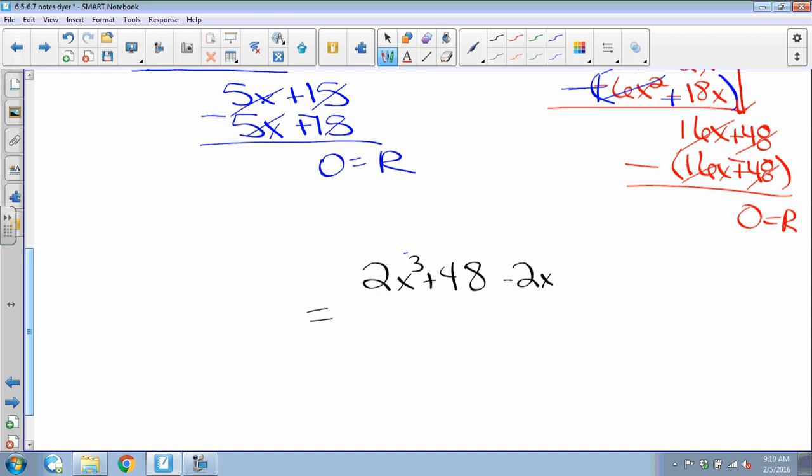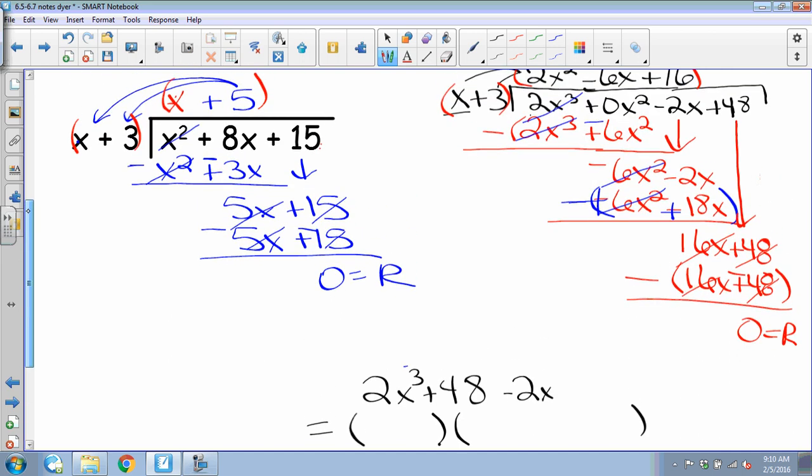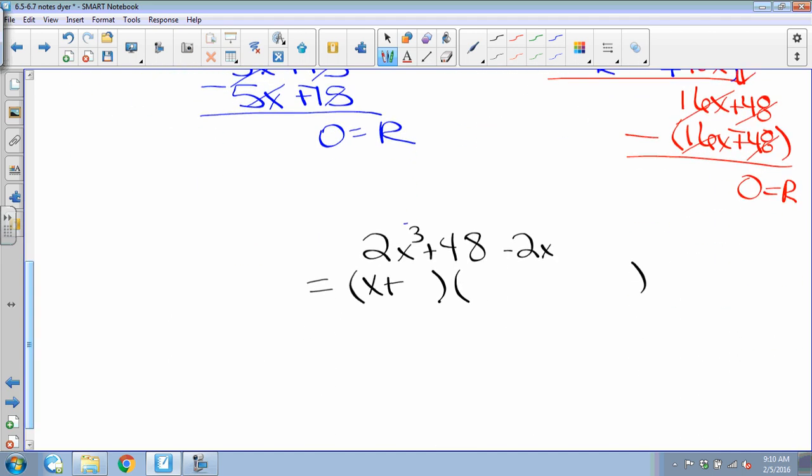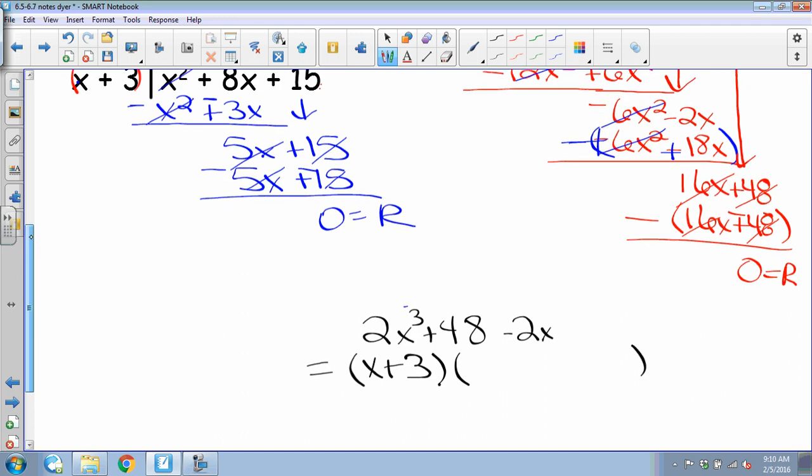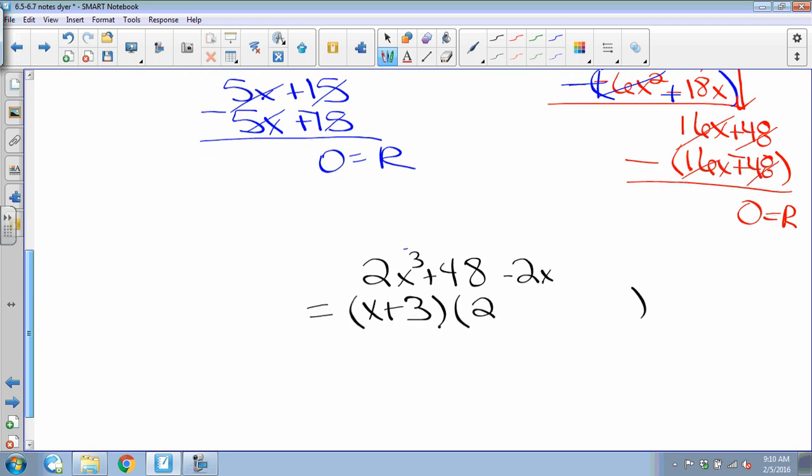Okay, wait. This was our original one, right? That was equal to our first factor, x plus 3, and our answer was 2x squared minus 6x plus 16. This is equal to this because this was a factor and this was our answer, so that's the other factor.